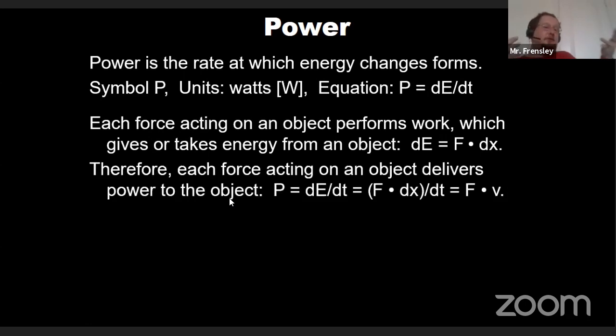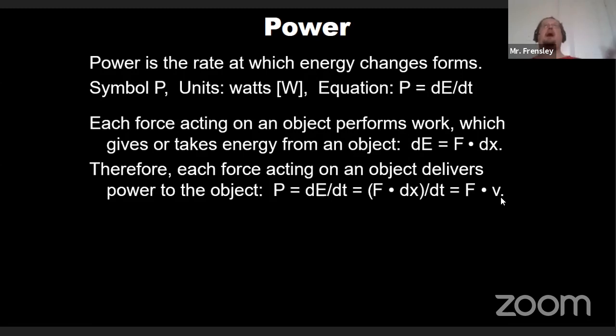So if each individual force performs work, then each individual force is going to deliver power to the object. Each individual force is going to give you a delta E, which is work. Then each individual force is going to give you delta E every second. That's power. So what I've shown here is the power from a specific force is the work it does over time, so dE/dt. I just plugged in my dE here, which is F dot dx. And look, I've got dx over dt. So that's really just force times velocity. This is the shortcut to calculating power.